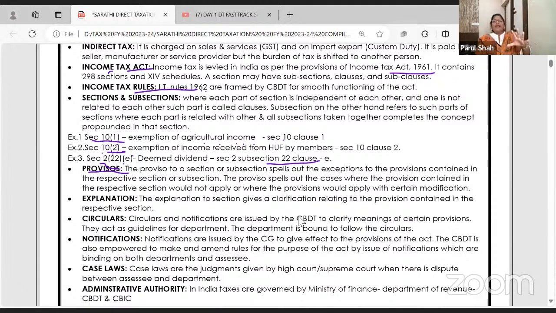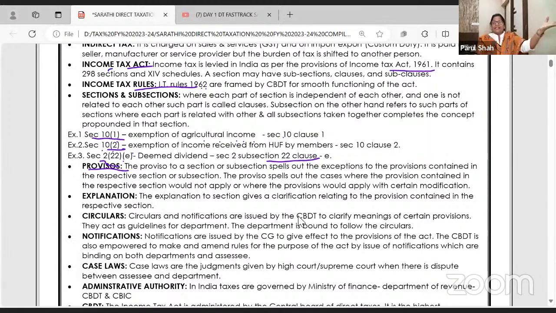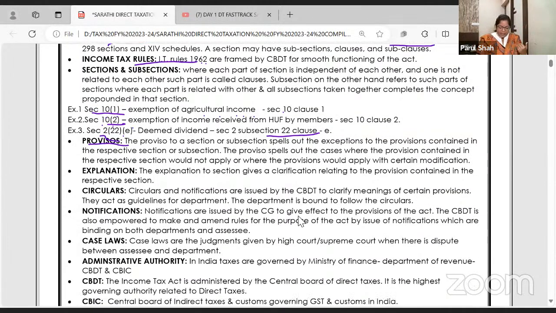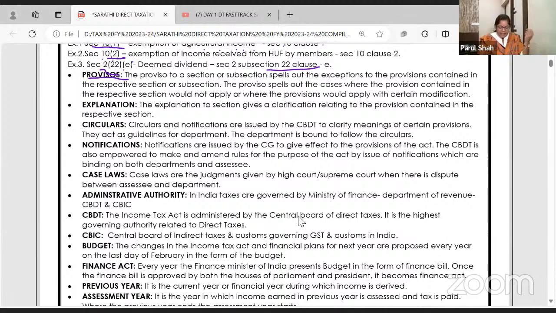Now provisos are exceptions to the rule. All the payments are allowed on mercantile system. Few expenses are allowed on cash basis. So provisos, rules are exceptions. Law says this, but except this. Okay. Then because Income Tax Act was made in 1961 and we are following it today, who is governing the income tax today? So in India, the Income Tax Act is governed by CBDT.